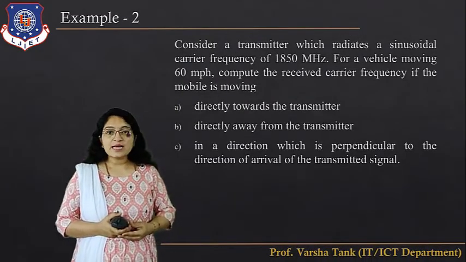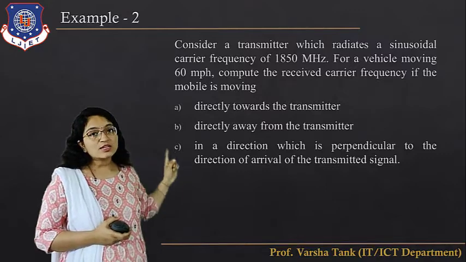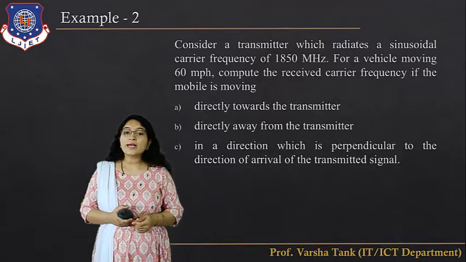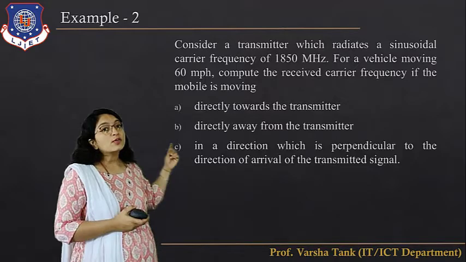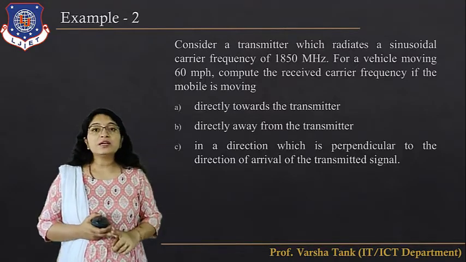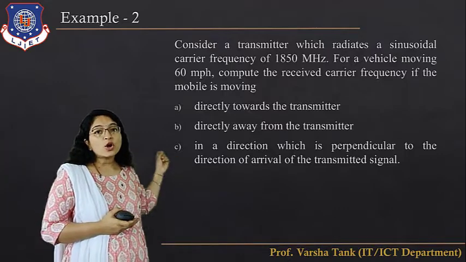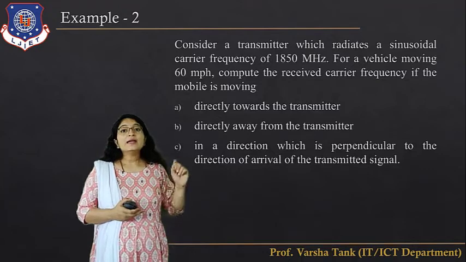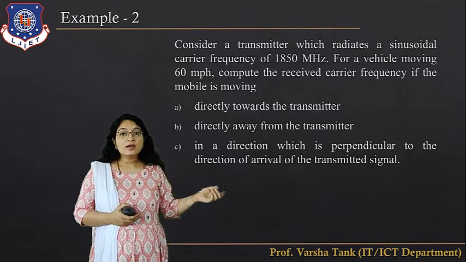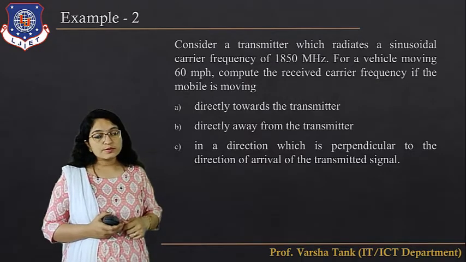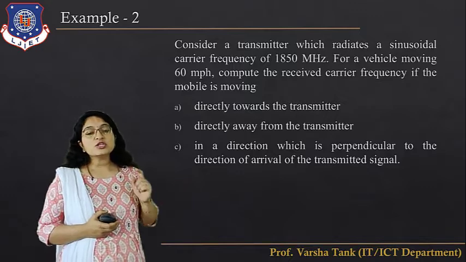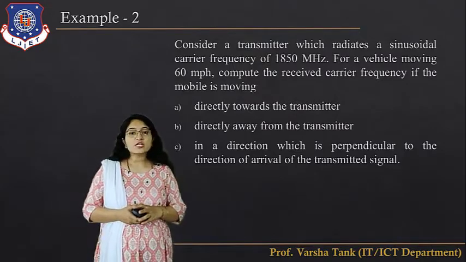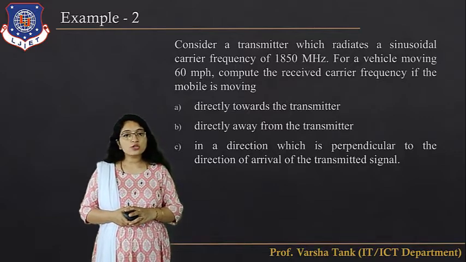Now let's see the second example. Consider a transmitter which radiates a sinusoidal carrier frequency of 1850 MHz, for a vehicle moving at 60 miles per hour. Compute the received carrier frequency if the mobile is moving directly toward the transmitter, directly away from the transmitter, and in a direction perpendicular to the direction of arrival of the transmitted signal. So let's see the solution for this.